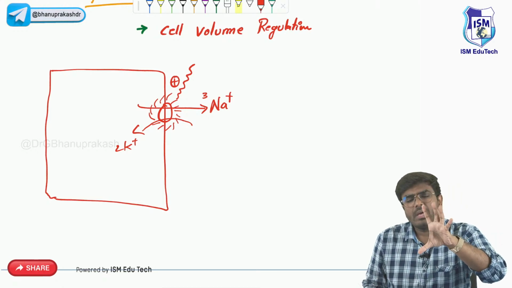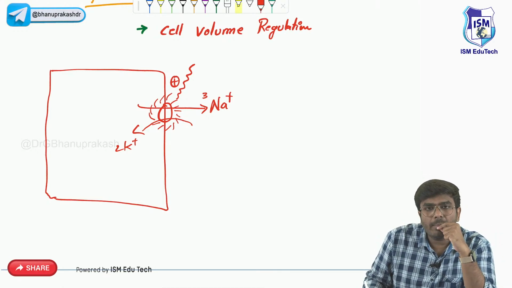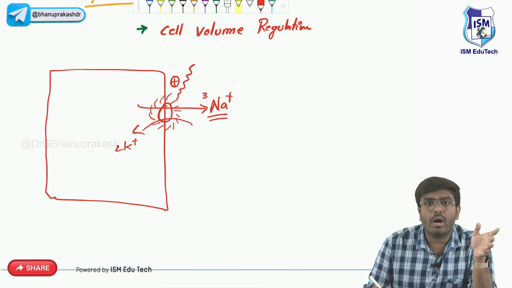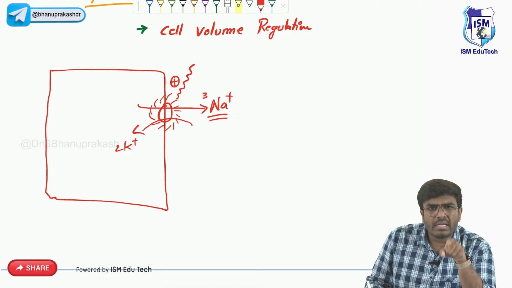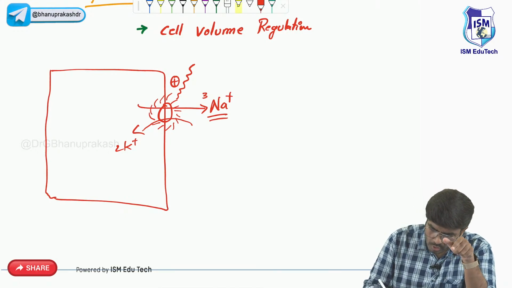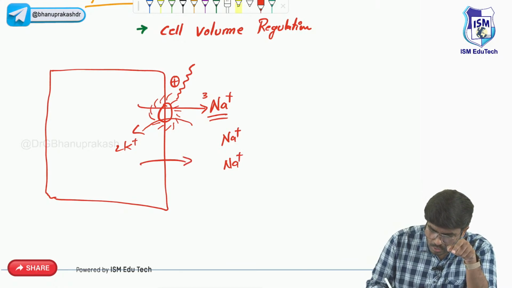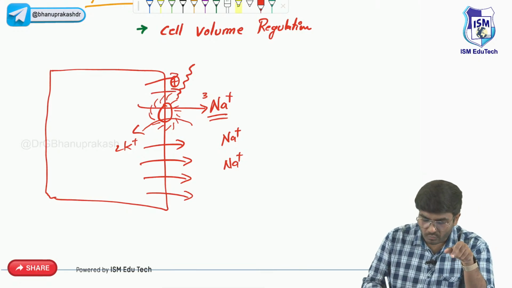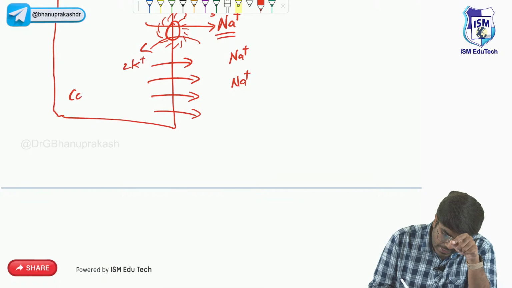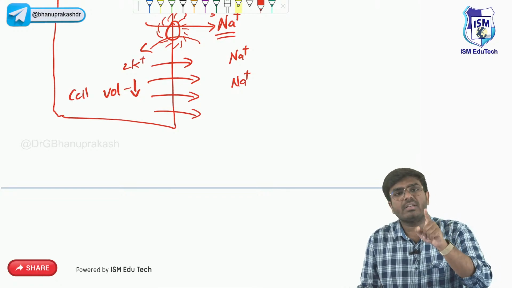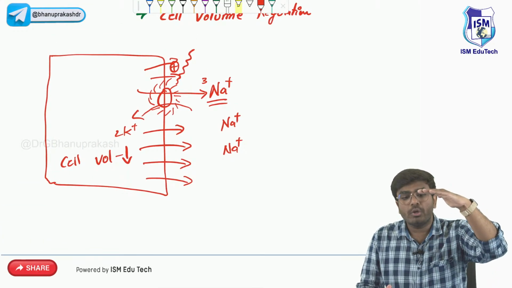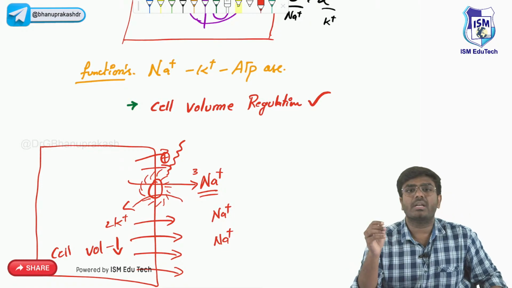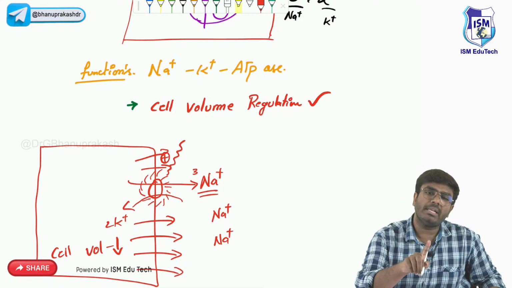Whenever you activate the sodium potassium ATPase, what will happen? It throws more and more sodium out of the cell. If more and more sodium comes out of the cell, what happens? Water will follow the sodium. Osmosis. So, what happened to cell volume? The cell volume decreases. So, direct question: if you activate sodium potassium ATPase, cell volume decreases. So, cell volume regulation is under the control of the activity of sodium potassium ATPase.